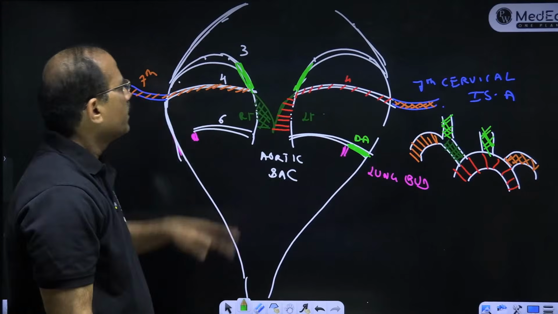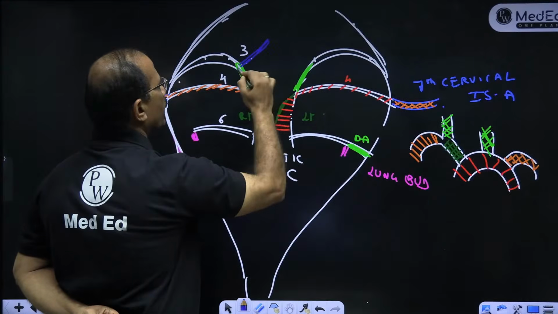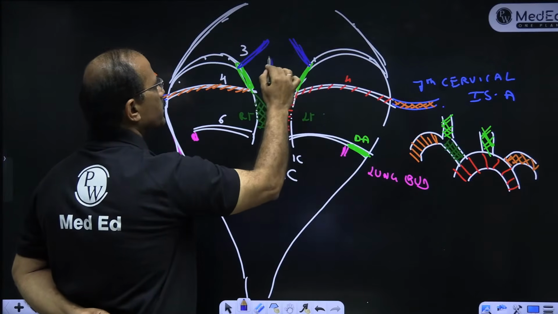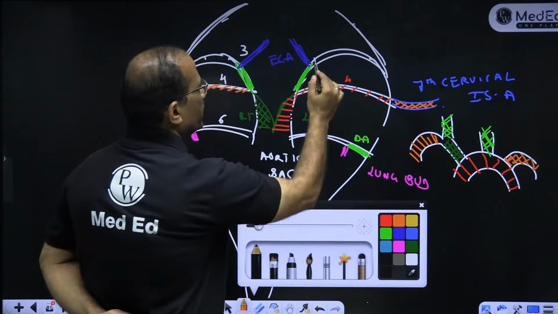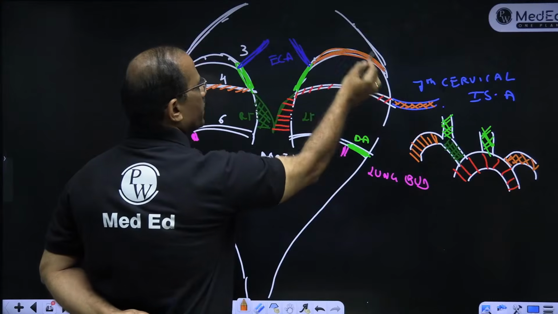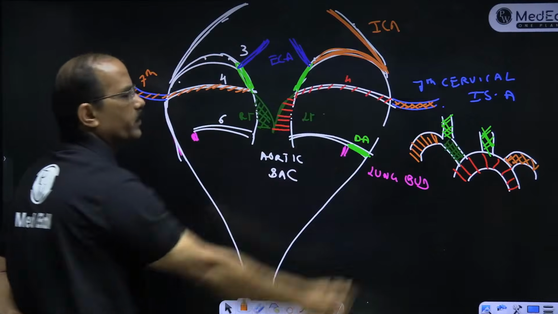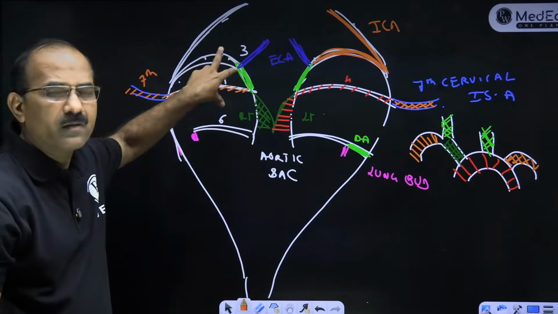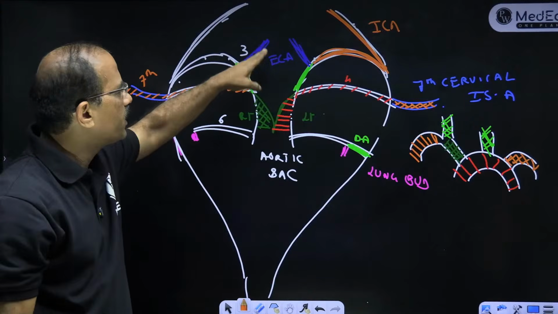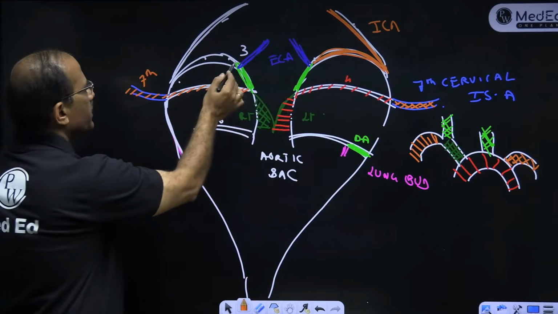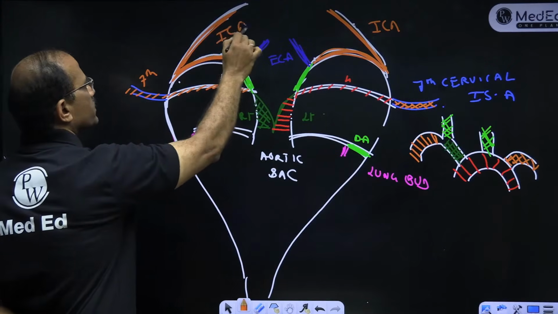Fine. It gives a bud for the external carotid artery, and itself continues as the internal carotid artery with the dorsal aorta. The third arch artery forms the common carotid. It gives a bud for external carotid and itself continues as internal carotid along with the dorsal aorta.